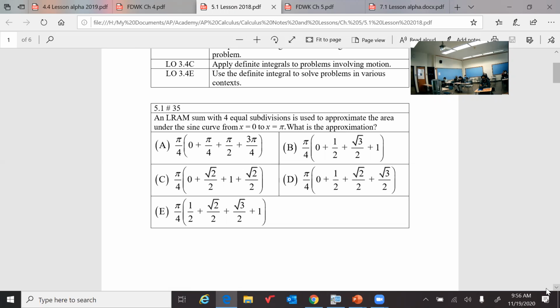Okay? So then you want to use LRAM, where you use the left endpoint to draw a rectangle. You got a rectangle here, you got a rectangle here, you got a rectangle there. The left endpoint, the rectangle there. We'll come back to the answer if we do this. But you just have to kind of visualize what's being used.